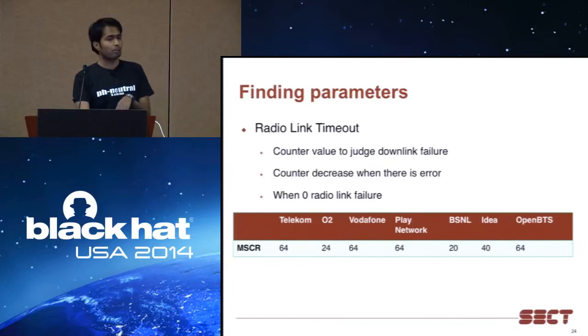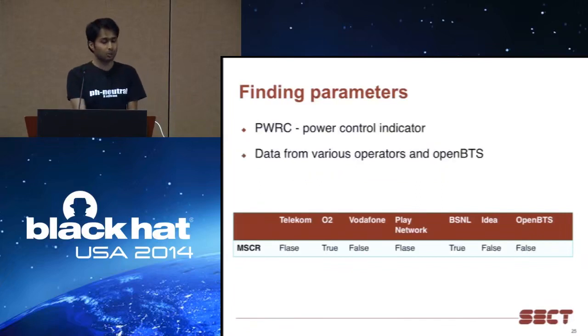So BSNL in India, we found this setting as 20, Play network in Poland has a 64. Vodafone also has a 64, but that was in Berlin. But I checked Vodafone in London, and actually they really had different settings. So it varies. O2 in Germany has a 24, so maybe in that area where I was capturing, the setting was 24 for the call drop. So these kinds of different settings we can collect.